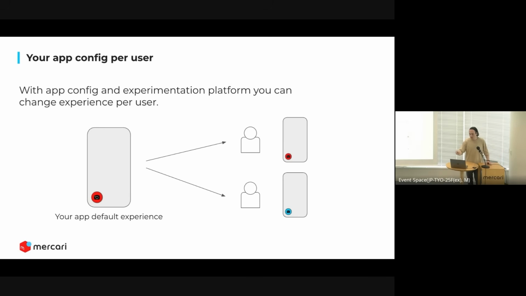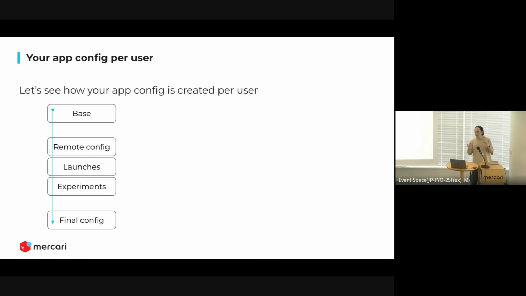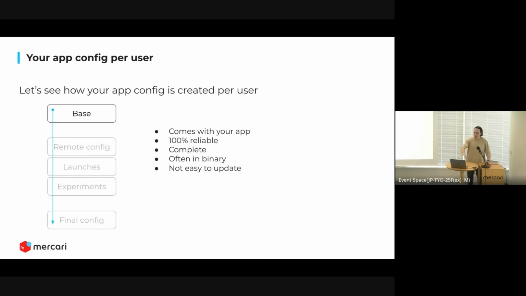And then it is actually this configuration. Because we said there are experiments, there are launches, there are remote configs, right? How do they all come together to become this one configuration, because for your application it's just one config, right? How does it come together? If you look at this chart here, we build configuration in steps, kind of sequentially, right? So this is conceptually how it happens. So the first, it starts with the base configuration.